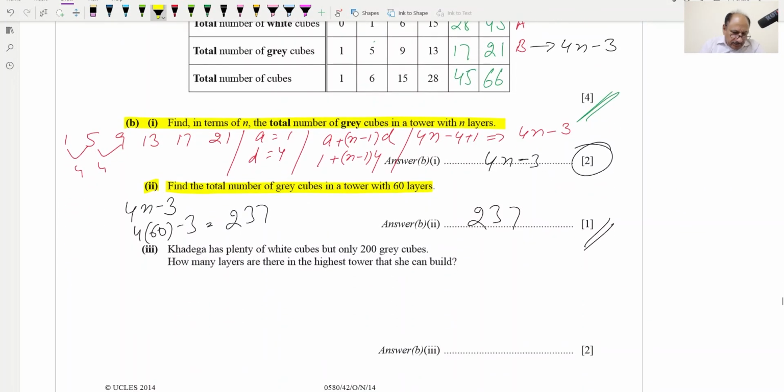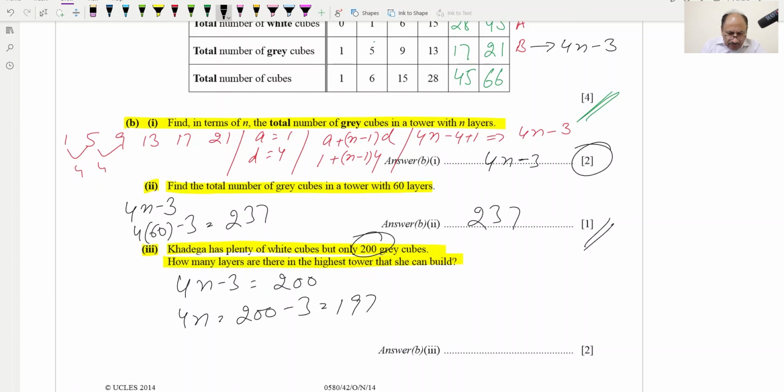Then the third part: Khadija has plenty of white cubes but only 200 gray cubes. How many layers are there in the highest tower that she can build? So 4n minus 3, which we found, we can equate to 200, because she has 200 gray cubes. So 4n is equal to 200 minus 3, which is equal to 197. So n is equal to 197 over 4, which will be, no, basically we made a mistake. This is plus 3 and this will be 203.